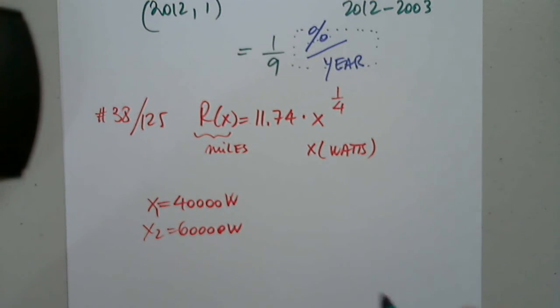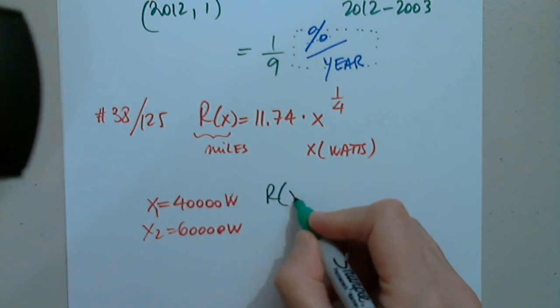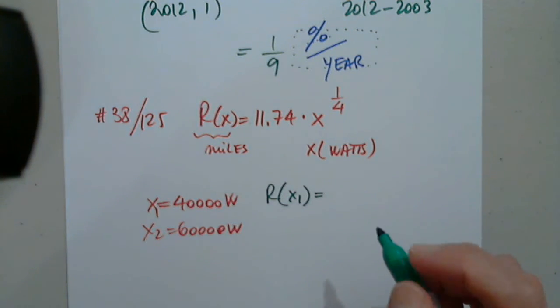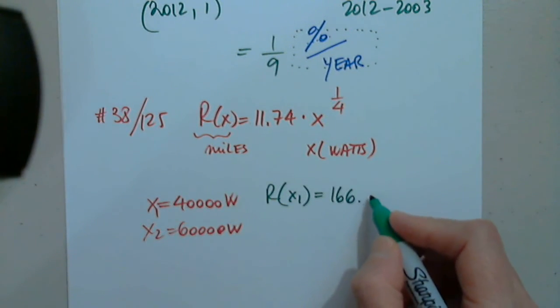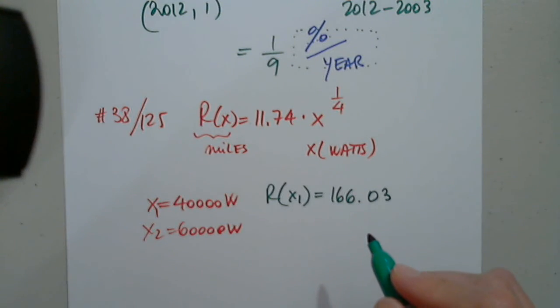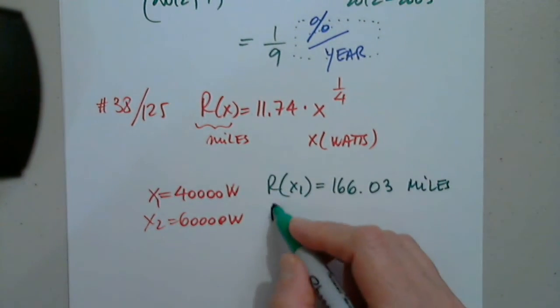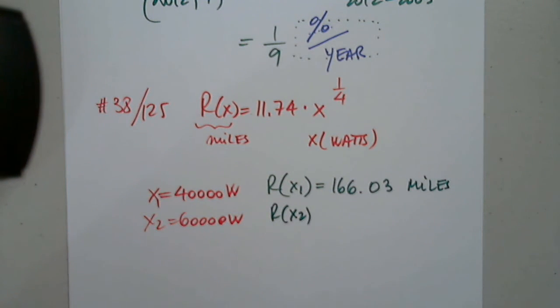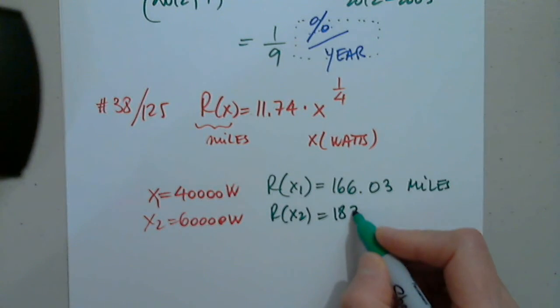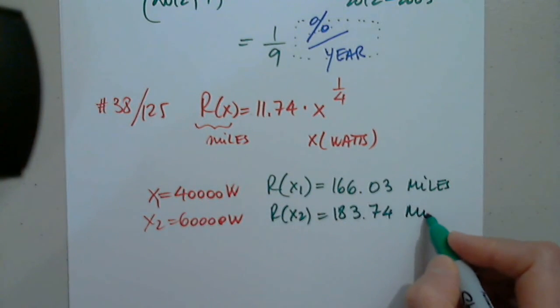So I have r of x1, as I denoted it, 166.03, and this is miles. That's the measurement unit. And r of x2, scroll down one step, 183.74 miles.